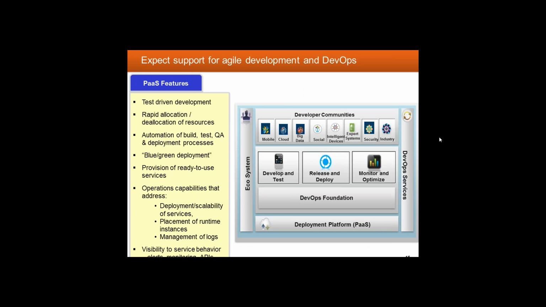With a PaaS, you should absolutely expect support for Agile development and for DevOps processes, where we try to bring together as much as possible the developers and the operations guys into one seamless operation from developing the code to having it running. We should expect there to be support for test-driven development. That's pretty well essential for Agile to be able to go rapidly from developing code to having it running.